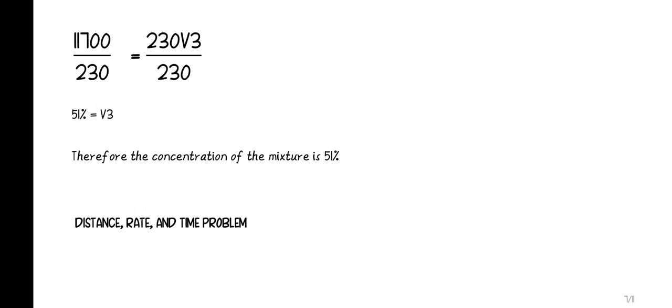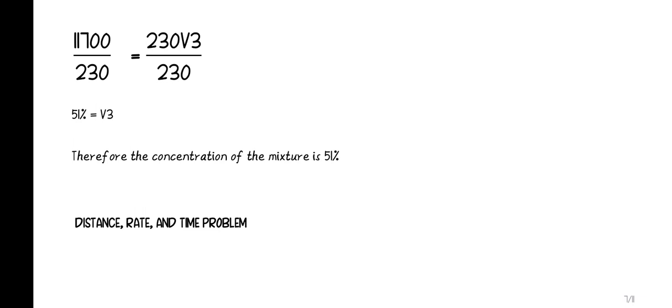So we come up with the answer of 51% is equals to V sub 3. So our V sub 3 is 51%. Therefore, the concentration of the mixture is 51%. So that's our final answer.